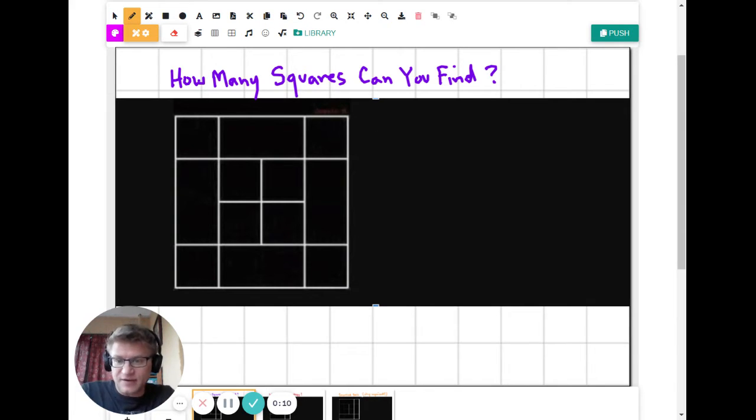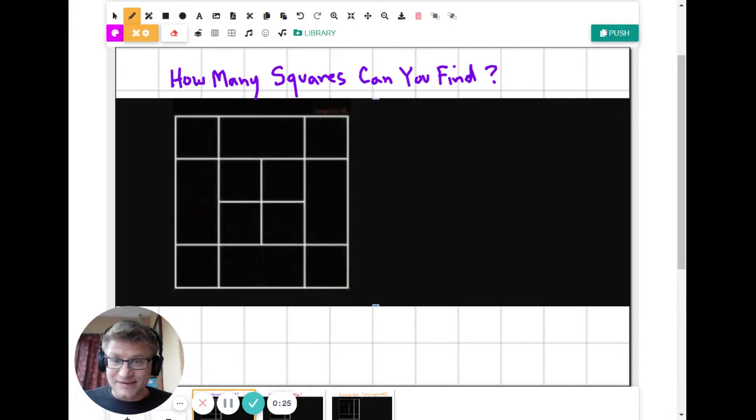So this is a diagram. It's a geometric pattern. I think it's pretty cool looking. I like it. It's got a lot of squares in it. You can tell the whole thing is a square, right? And the question I have for you is how many squares can you find?